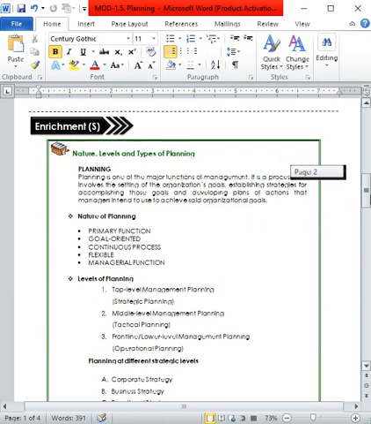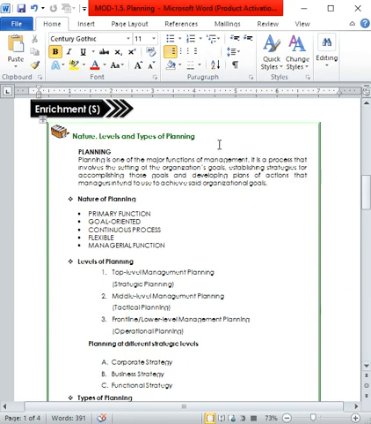So we're going to discuss the nature, levels, and types of planning. We also have here the business plan, right? So we also have here the meaning of planning. Planning is one of the major functions of management. It is a process that involves setting the organization's goals, establishing strategies for accomplishing those goals, and developing plans of action that managers intend to use to achieve said organizational goals.